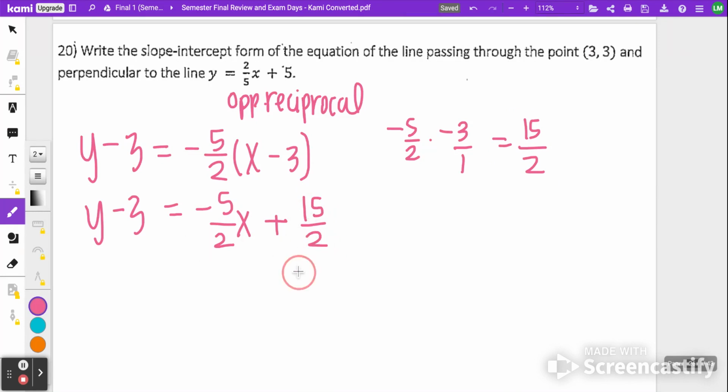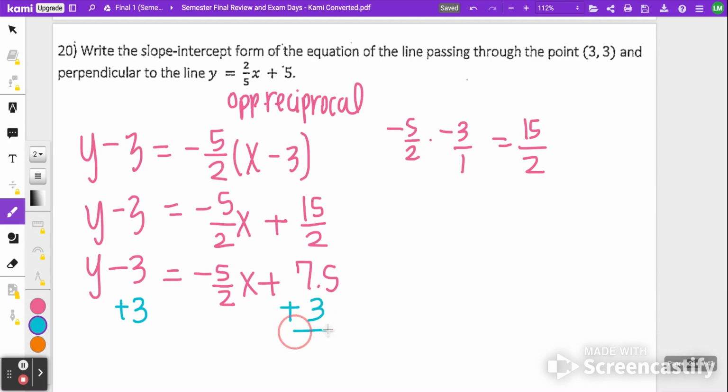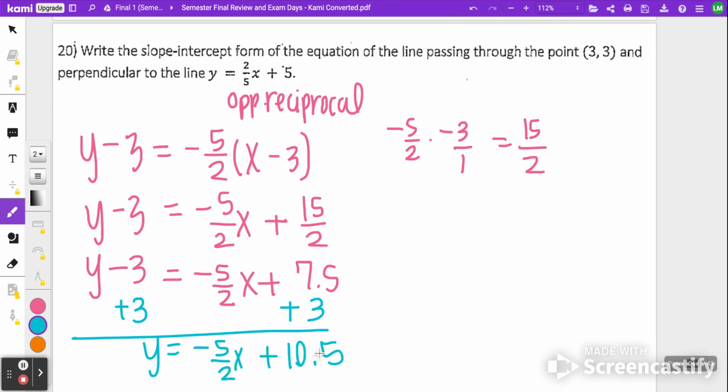I would change this to 7.5 because in the end, we're going to have to end up adding that 3x, and I find it easier to add with decimals than fractions. So I'm going to add 3 to both sides. And we should get y is equal to negative 5/2 x plus 10.5. Okay.